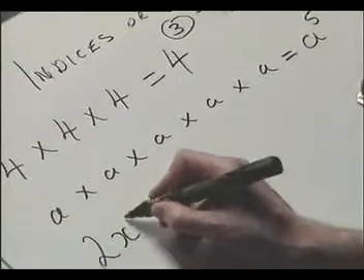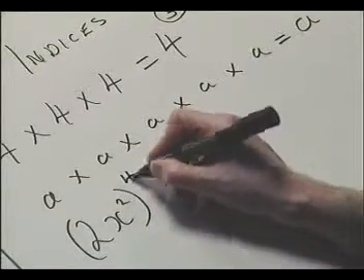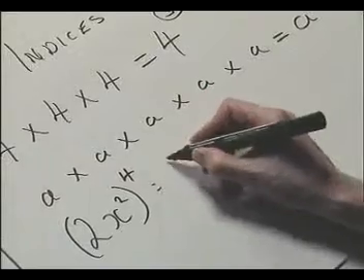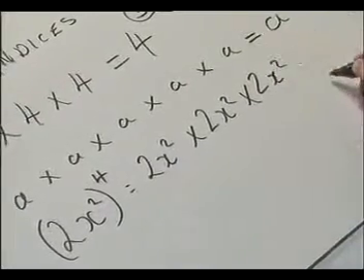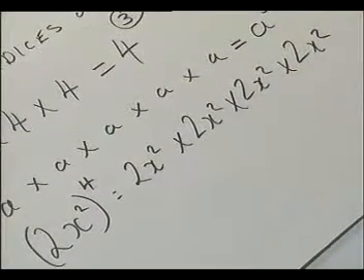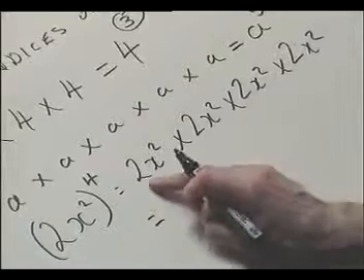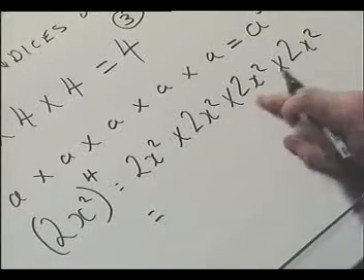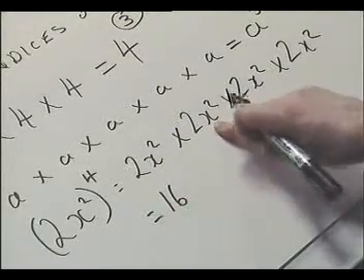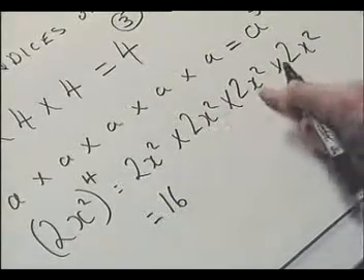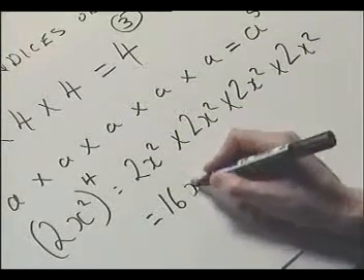What if we had something like 2x squared raised to the power 4, let's say? Then that would mean 2x squared multiplied by 2x squared multiplied by 2x squared multiplied by 2x squared. 1, 2, 3, 4 of them all together. So we can do the 2's together, 2 times 2 times 2 times 2, that gives us 16. And x squared times by x squared is x to the power 4. Times by another x squared is x to the power 6. Times by another x squared is x to the power 8.